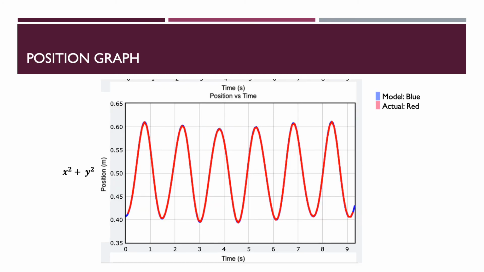Here is the corresponding position versus time graph. The position graph was x squared plus y squared because this represents the radial distance of the mass in 2 dimensions. The red represents the tracker model and the blue represents the computational model. As you can see, the position of the tracker model matches the computational model almost perfectly. This means that there was almost a complete avoidance of error throughout the completion of the lab.